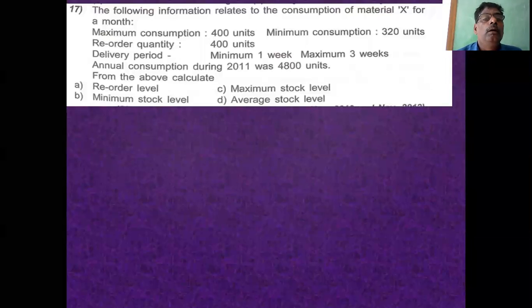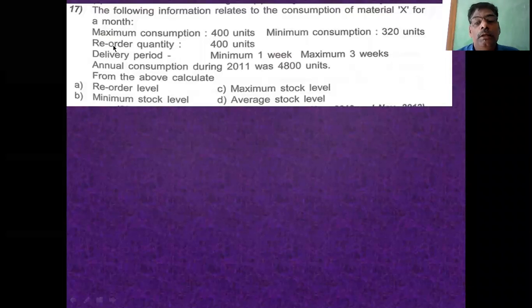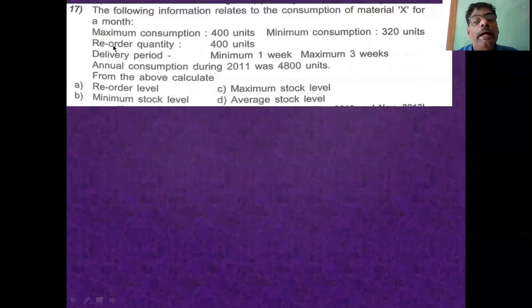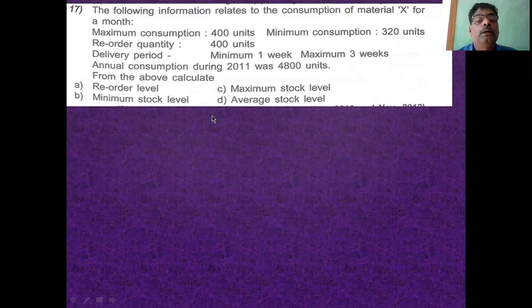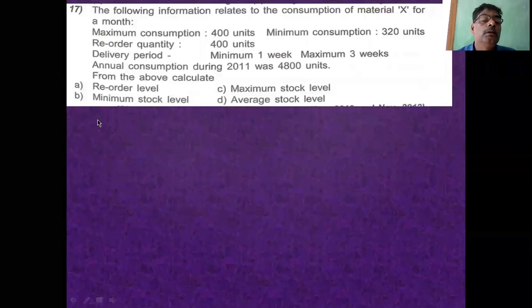You see the problem in the heading itself. In the heading itself, they told that material X consumption is for a month. So consumption for the month is given. So this 400 is related with per month consumption. Therefore, you have to calculate weekly consumption.